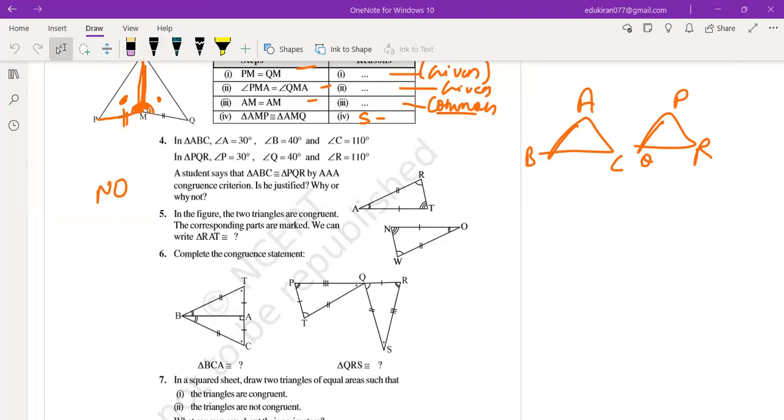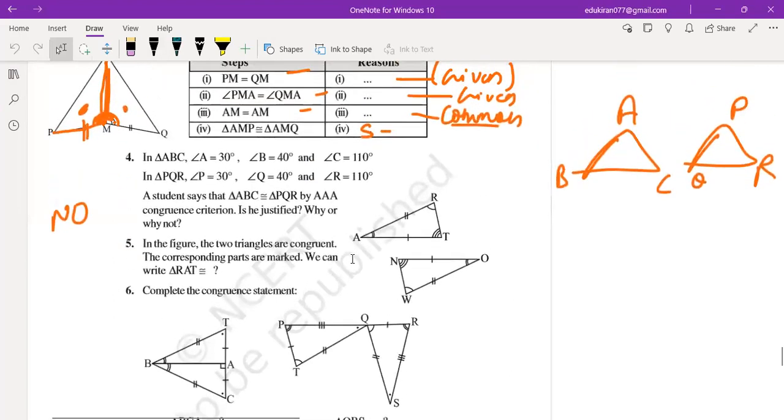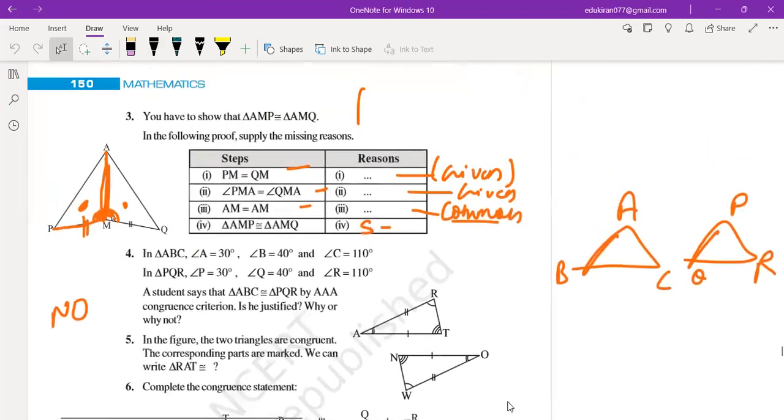Okay, so what was the last question we did? Ma'am, congruent of triangles, if you show... Yeah, I just left the class in between, na? Like I just asked that we will continue in the next class. Yes, sir.